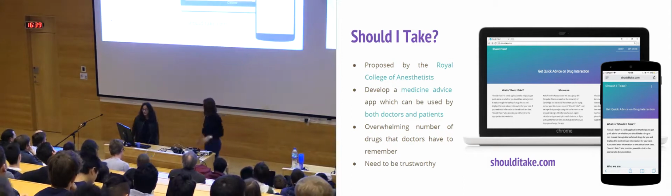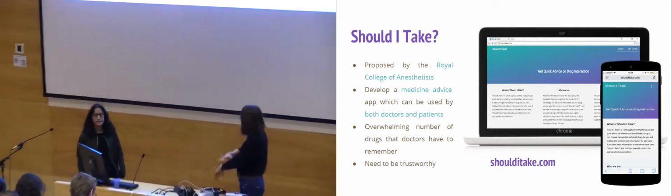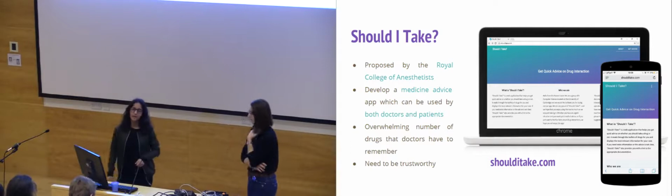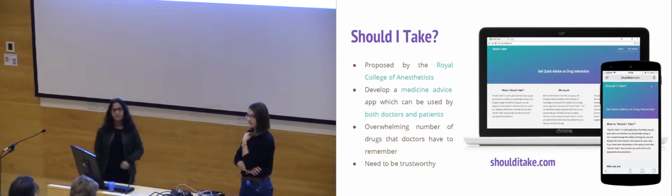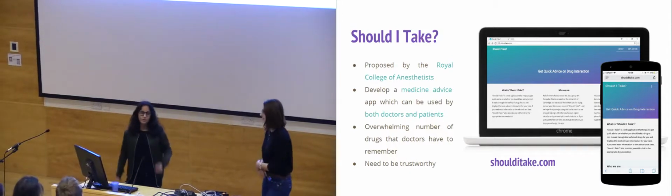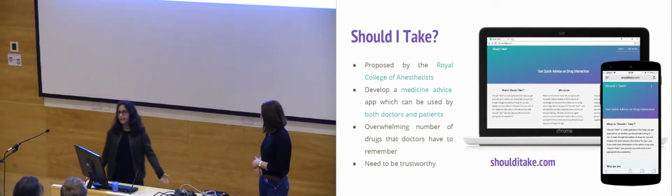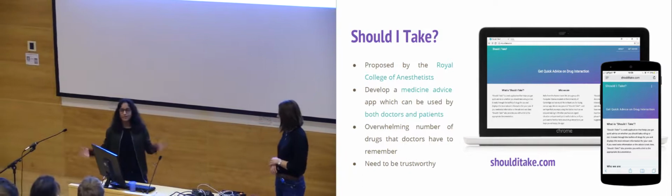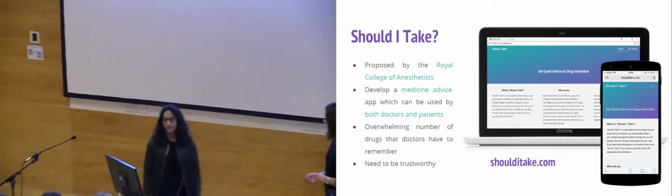Our project was proposed by the Royal College of Anaesthetists and the basic idea was to develop a medical advice app that can be used by both doctors and patients. The fact of the matter is that there are a lot of drugs that doctors have to remember in their daily lives, and unfortunately sometimes medical accidents happen just because of the pressure that doctors face.